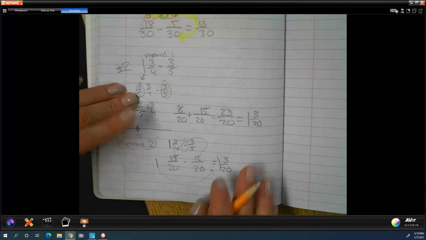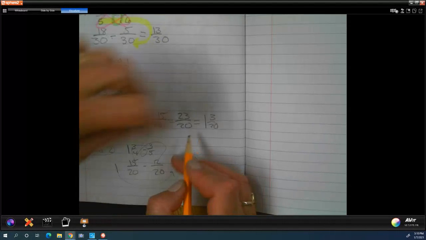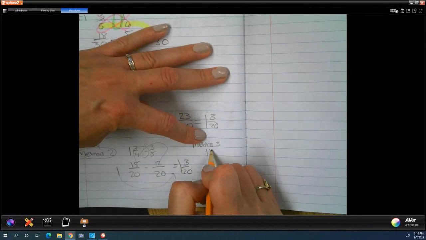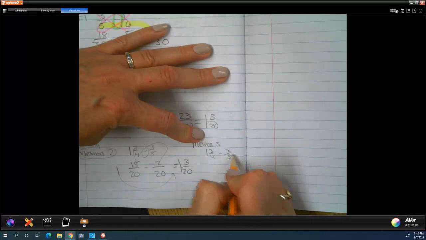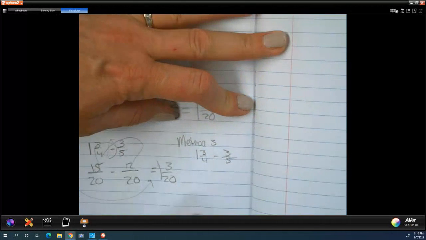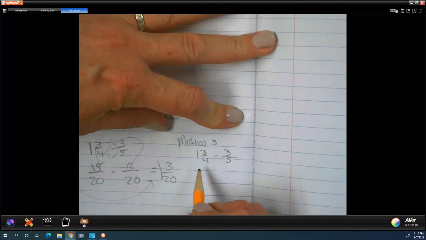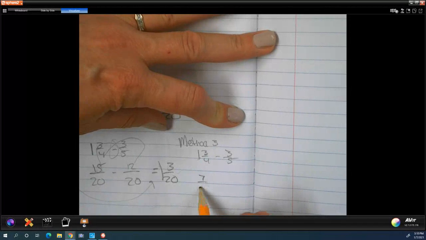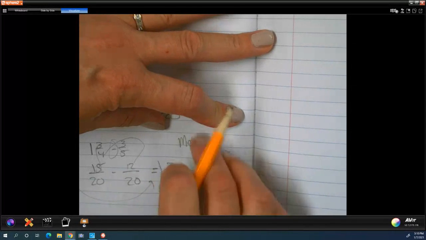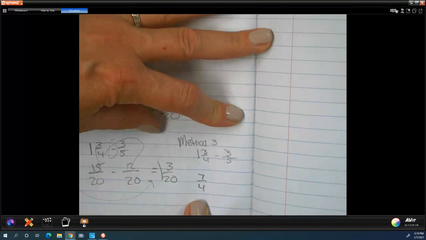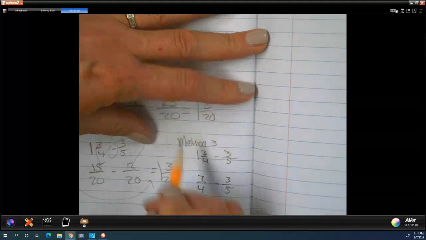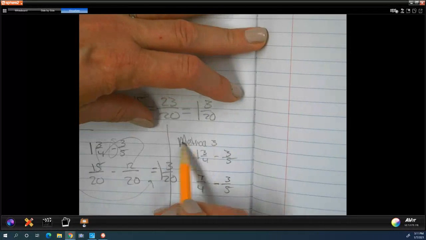I'm going to show you one more way to solve the same problem. Same problem: 1 3/4 minus 3/5. Seeing it okay? Zoom it in so you can see. 1 3/4, I can really go 1 times 4 is 4 plus 3. So here I have 7/4. I'm just going to incorporate the whole into it to make it an improper fraction. So now I have 7/4 minus 3/5. This is method 3.